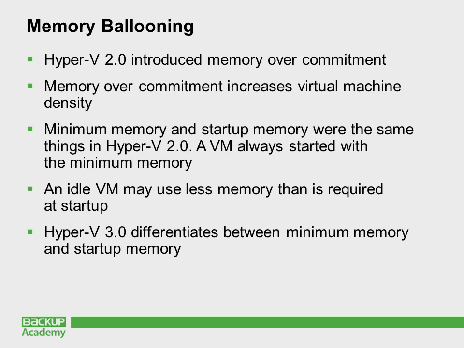When I talked about the Hyper-V release history, I mentioned that there were two big new features that came out with Hyper-V 2.0, memory overcommitment and live migration.